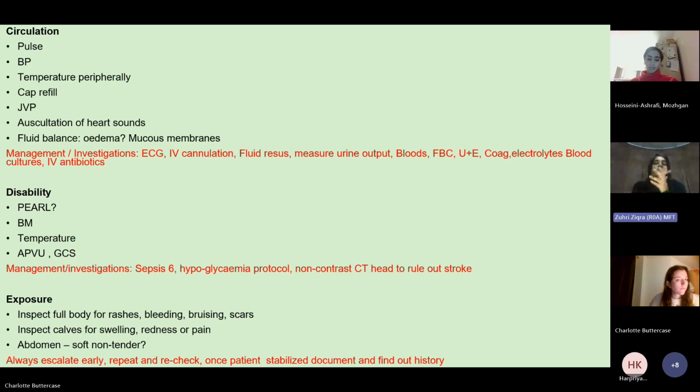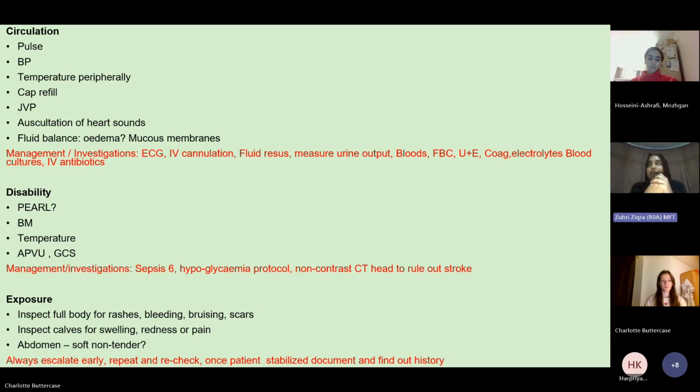And then, yeah, so just running through again quickly. Circulation includes your pulse, BP, check your temperature peripherally because you'll check a formal temperature in disability. Check for cap refill, look at the JVP, auscultate your heart sounds, do a quick fluid balance. I think that's a bit that people forget. Is there any edema? Check the mucous membranes. But in this, if there's any problems, get 2 wide bore cannulas in them, fluid resus them, measure their urine output, send off some bloods. If it's sepsis, IV antibiotics, anything to do with the heart, get an ECG.